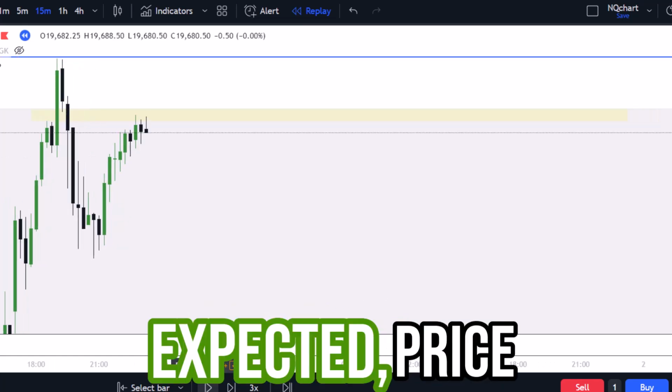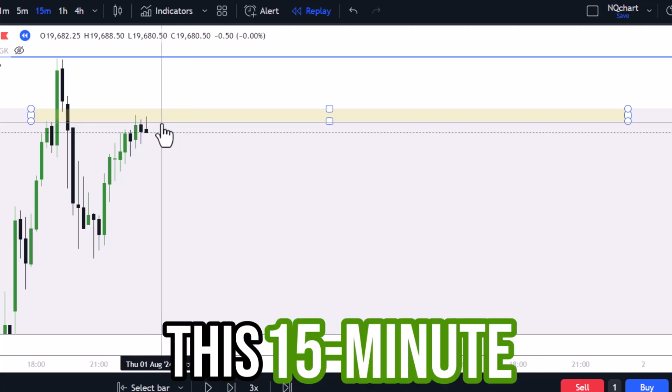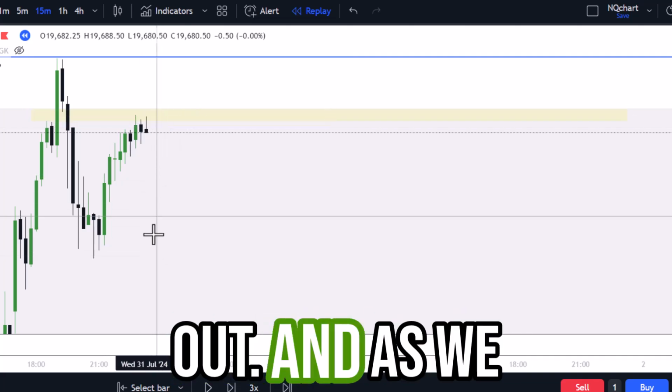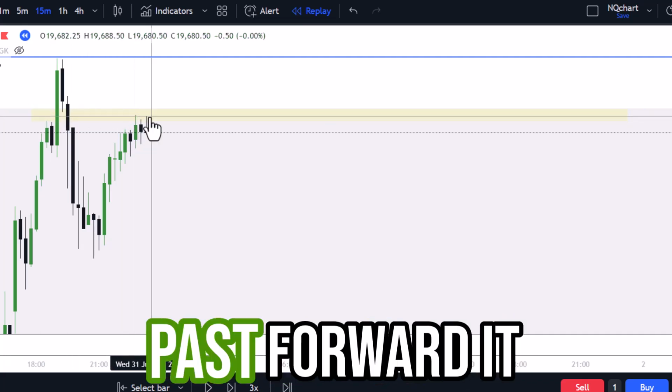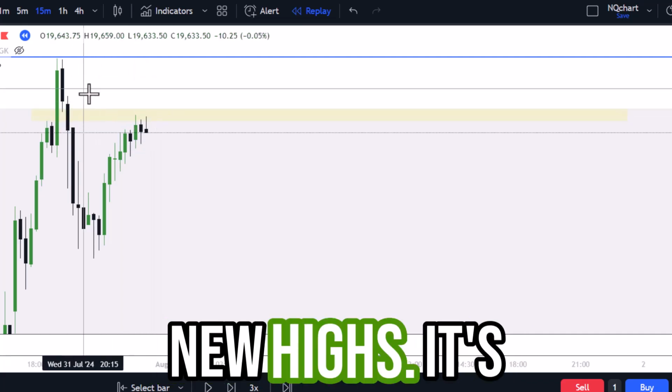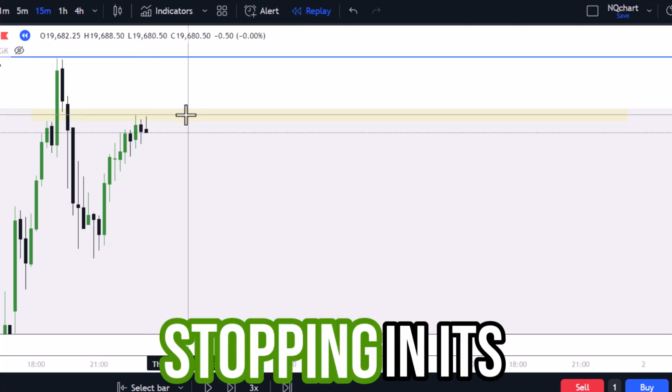So just as we expected, price comes back into this 15-minute fair value gap that we drew out. And as we can see, it is respecting this fair value gap. It is not pushing forward and creating new highs. It's coming right here and it is stopping in its tracks.